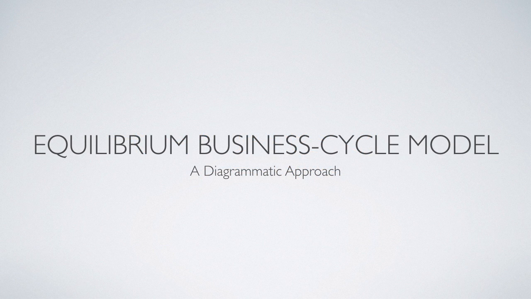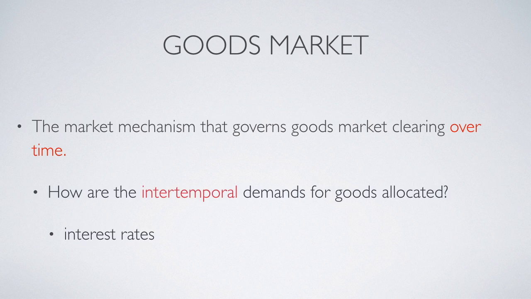Hi everyone. Today we want to talk about the equilibrium business cycle model further. For this supplement video, we are going to introduce a diagrammatic way to apply the model. For the diagram, we are going to focus on the goods market, which is the final output market. We want to use the market to analyze the mechanism that governs goods production over time.